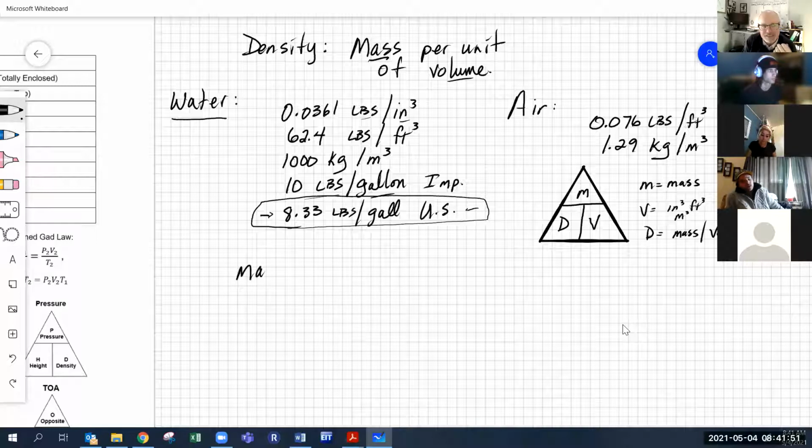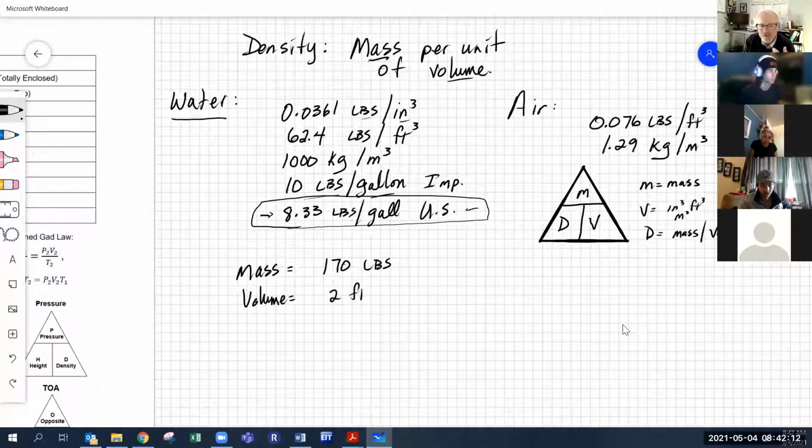My mass is actually 170 pounds. COVID hasn't been great to me. I'm gaining a little weight around right around the middle tire, so to speak. But my volume for me is about 2 cubic feet. I don't have a huge volume. So what is Doug's density?